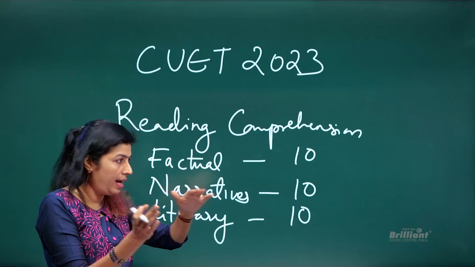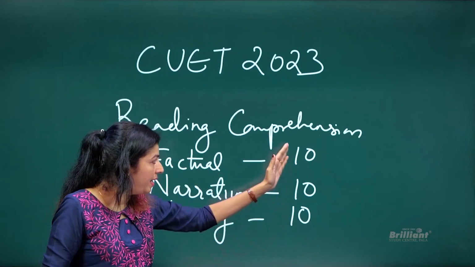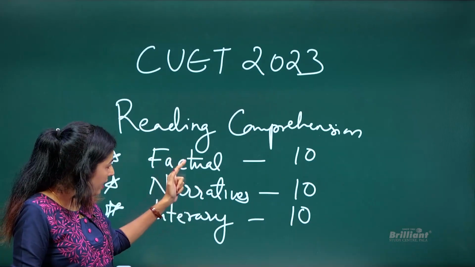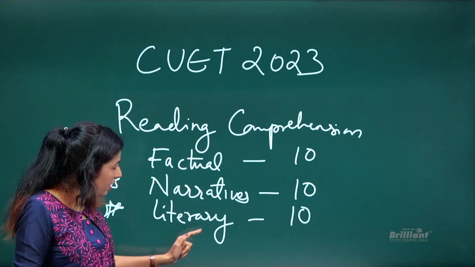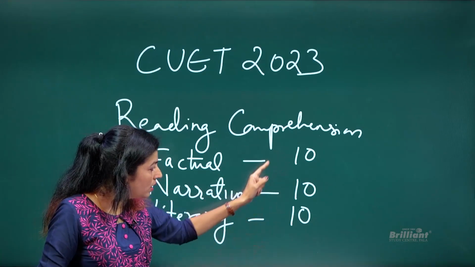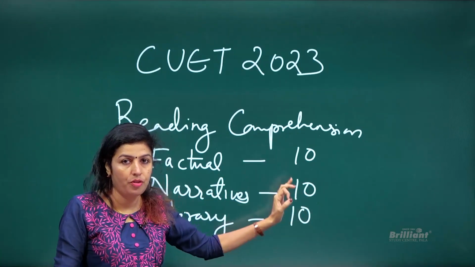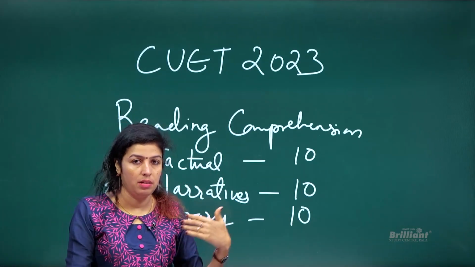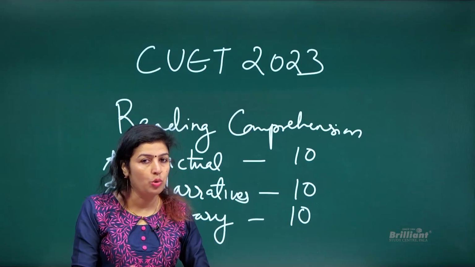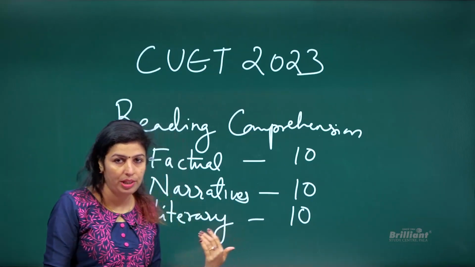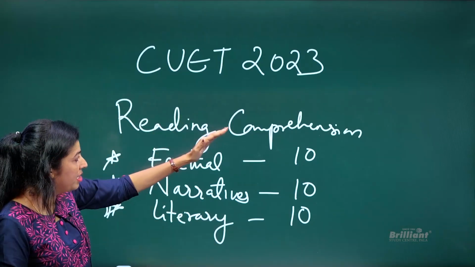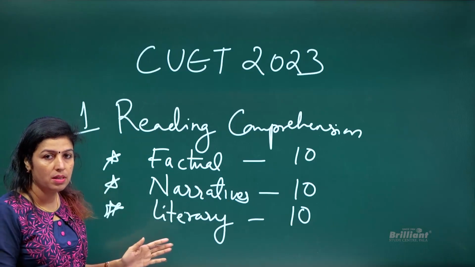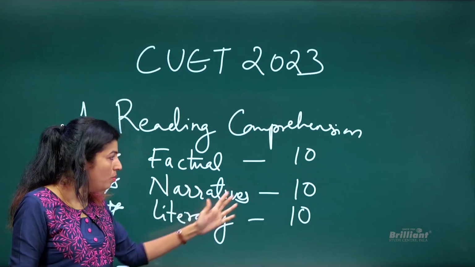Since, as you might have noticed, more weightage is given to reading comprehension, because we have factual, narrative and literary with 10 questions each, 30 questions will be based on reading passages. So you can understand the importance given to reading comprehension. You can't skip many questions from the reading section. Reading comprehension is the first item in your syllabus which you cannot skip.